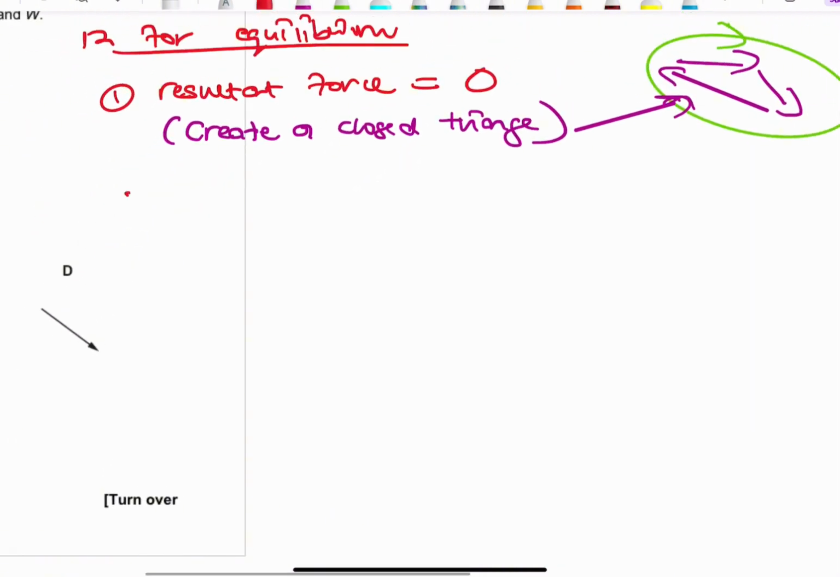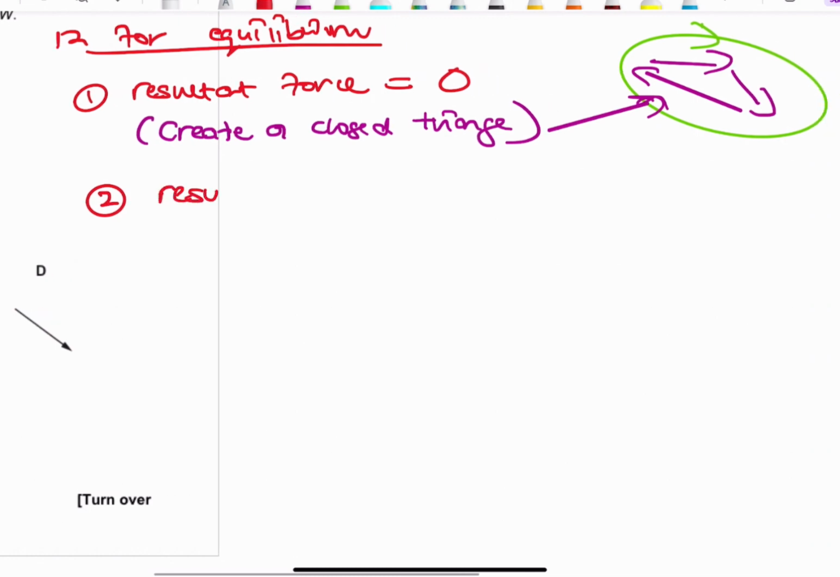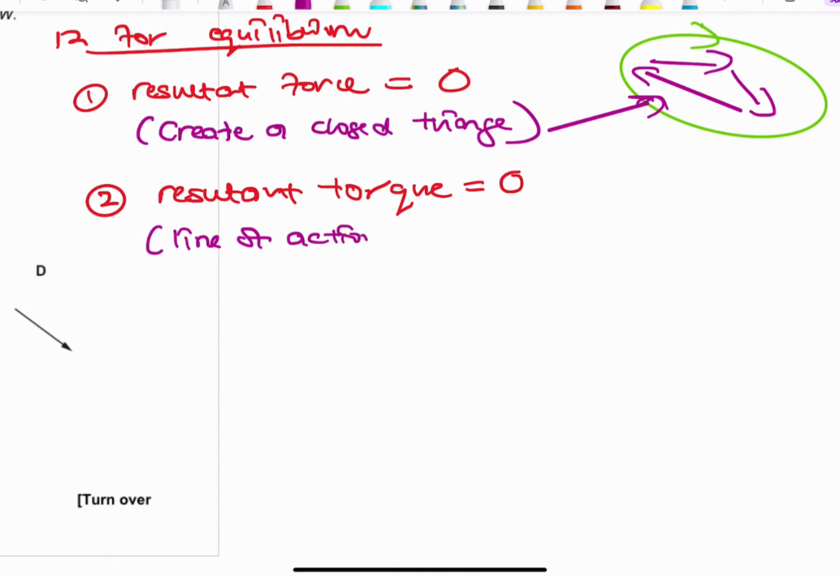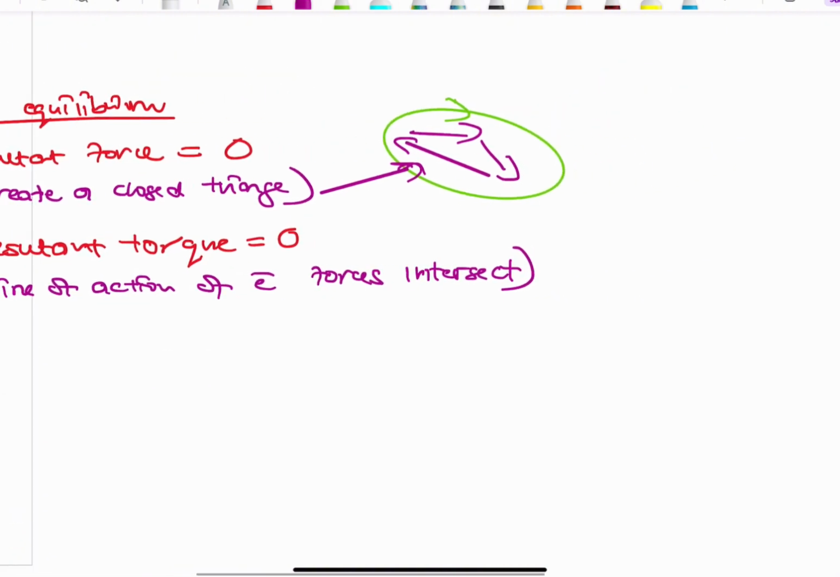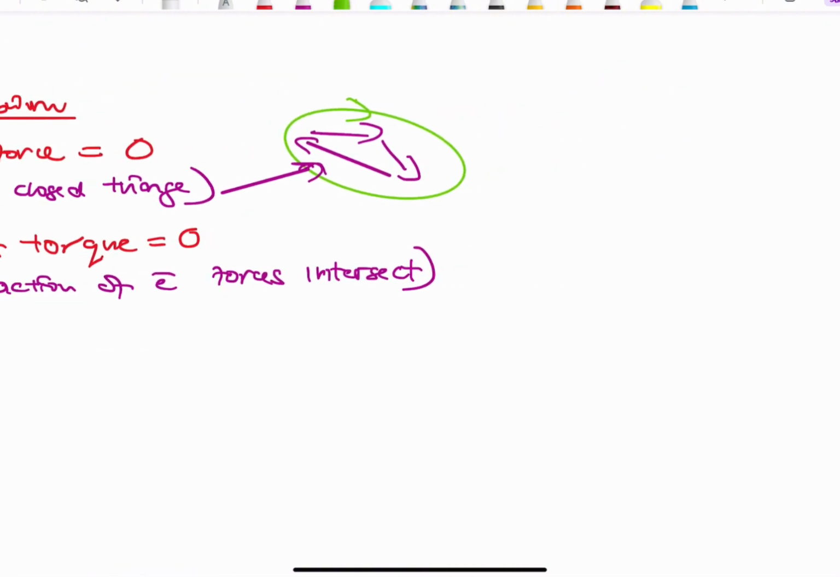My second condition is that the resultant torque should be equivalent to 0. How do I know that the resultant torque is equal to 0? The line of action of the forces should intersect for the resultant torque to be 0. Look at this. If you have this force, and this force, and perhaps that force.